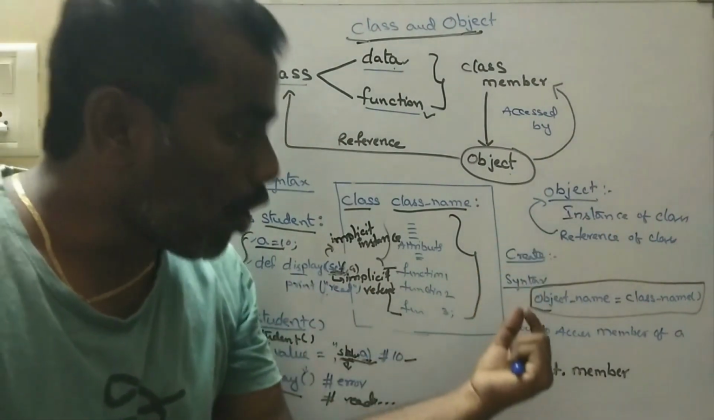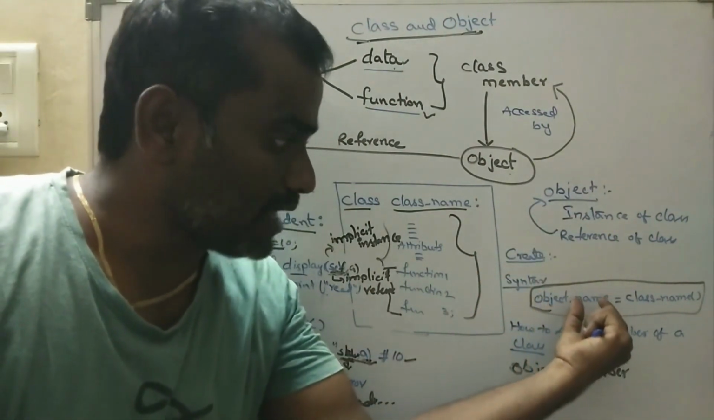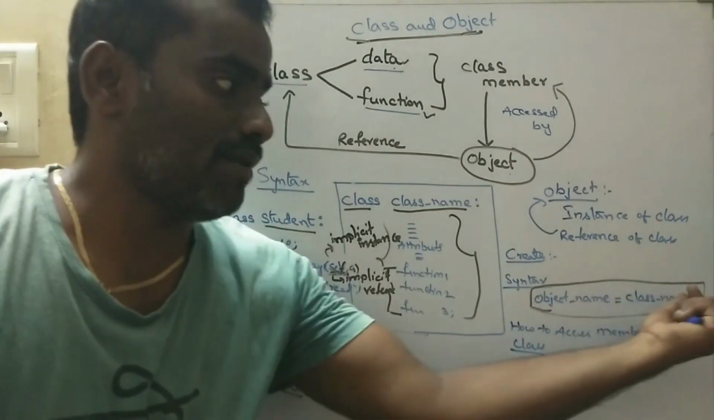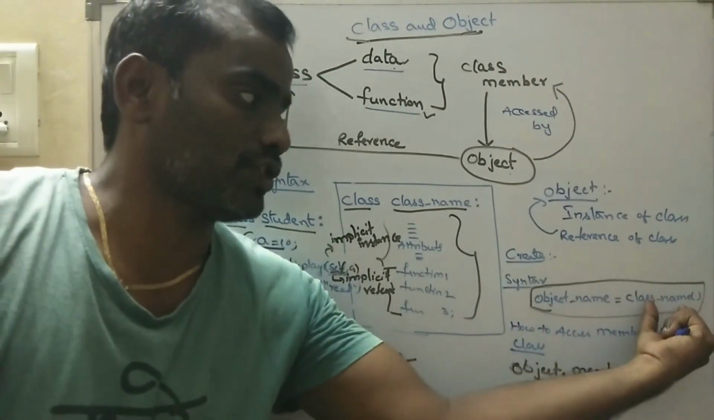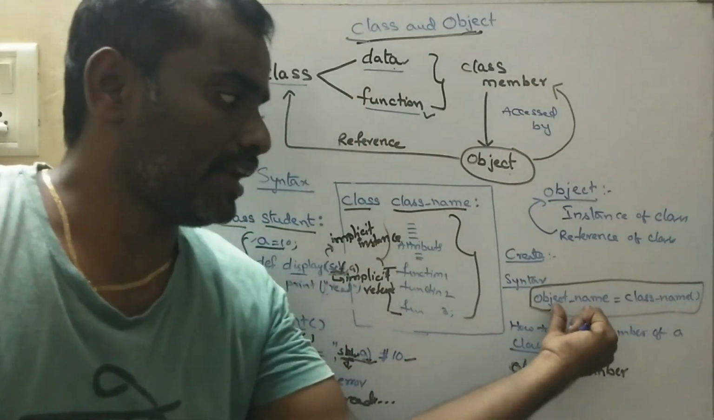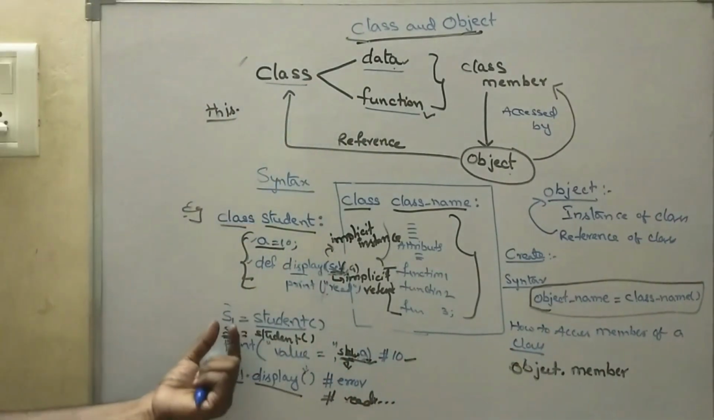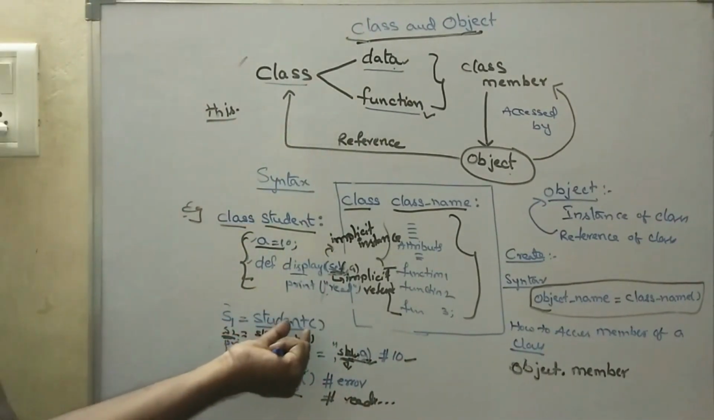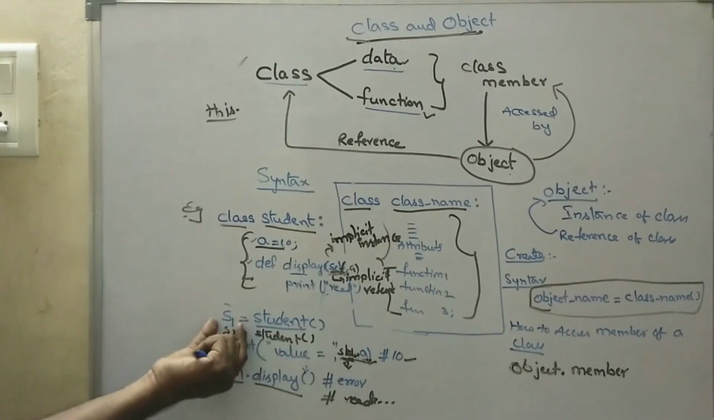Here I can create an object: the object name equals the class name followed by parentheses. We can create one object this way, right? Now what is the syntax? S1 equal to Student. Student is the class name, and now S1 is the object name.